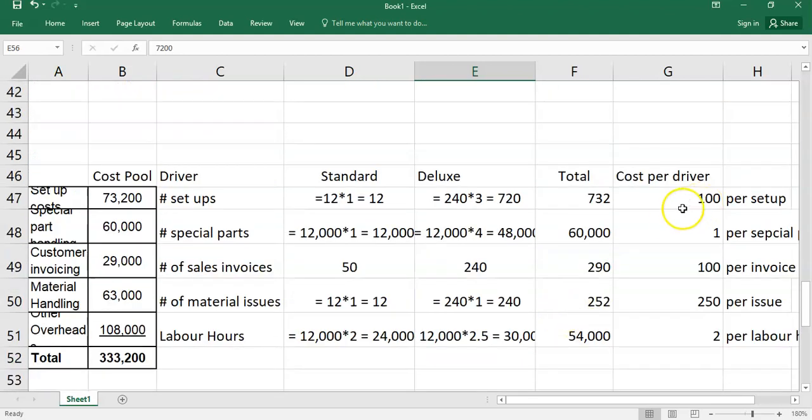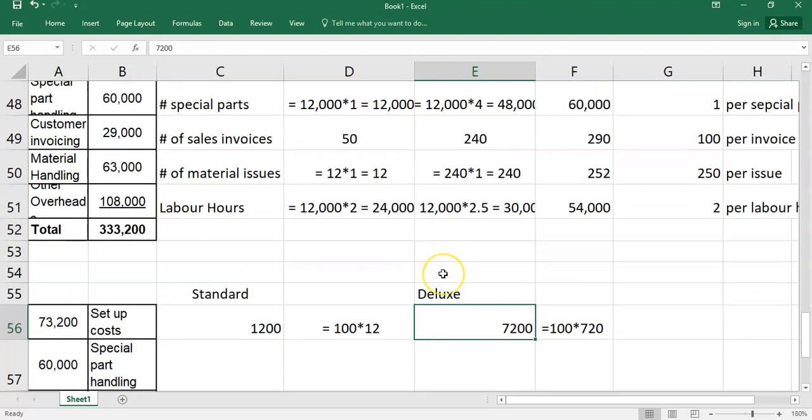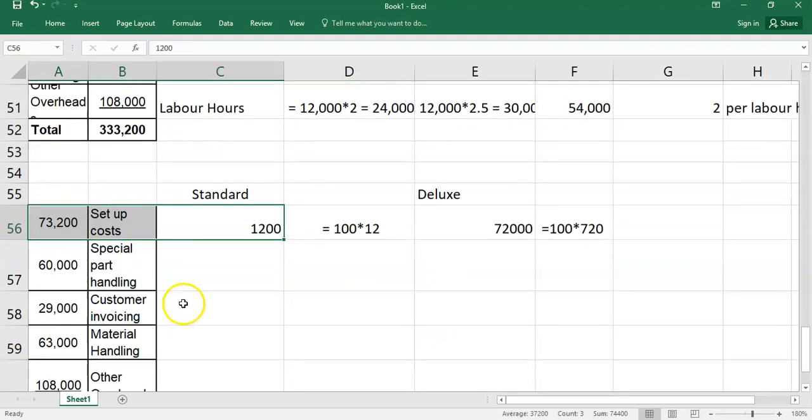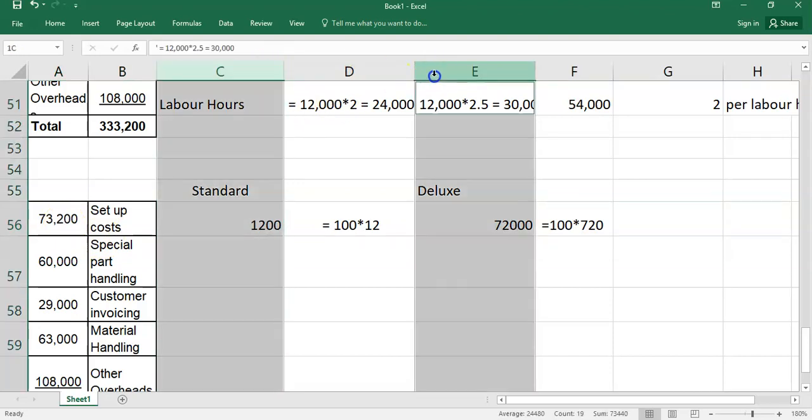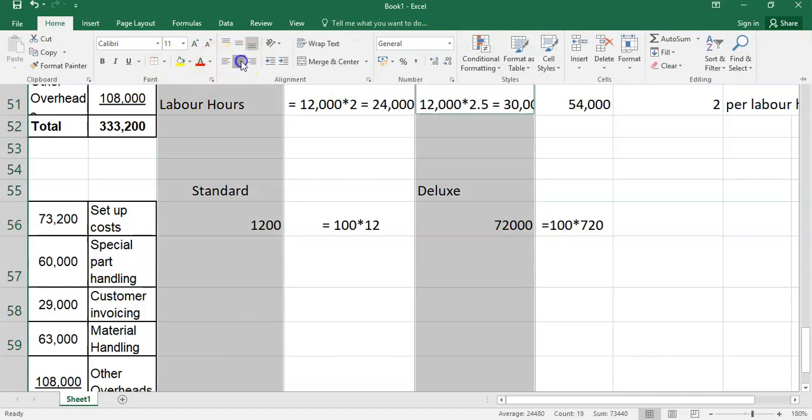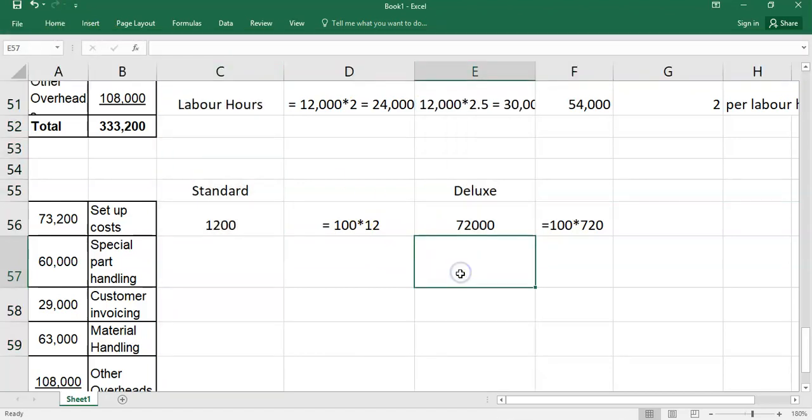Let's double check. 100 euro per setup times 720 is 72,000. So most of the setup costs, again double check, because standard plus deluxe equals our total. That only holds because we have a 2-product company. If we had more than that, it wouldn't necessarily hold. So you see, because deluxe uses a lot more setups, it gets a lot more of the allocation. And that's a lot different than what you would have done with labour hours.